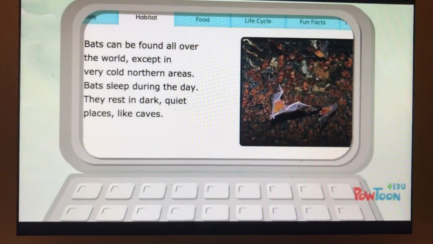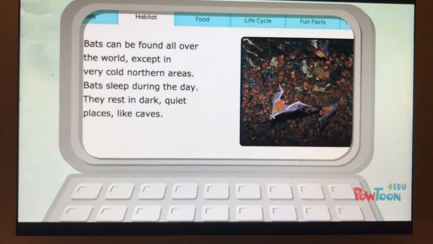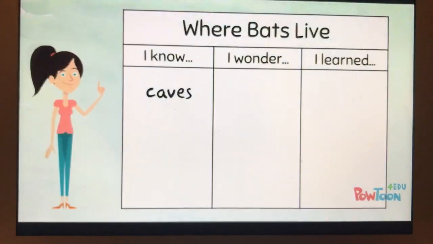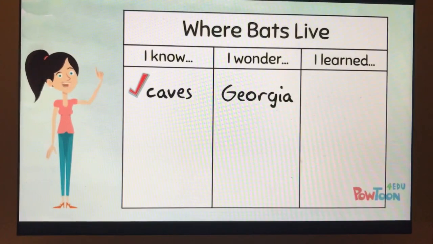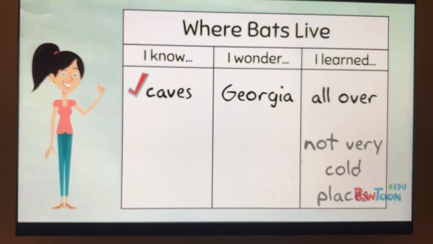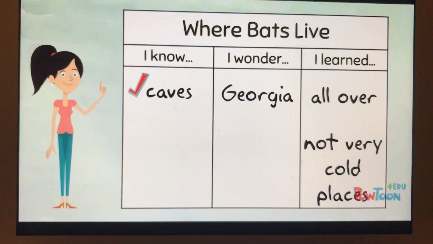The next page is about bats' habitats. It says, bats can be found all over the world except in very cold northern areas. Bats sleep during the day. They rest in dark, quiet places like caves. I already knew that they lived in caves. I was wondering if they lived in Georgia, where I live, and it sounds like they do. They live all over the world except in very cold places.